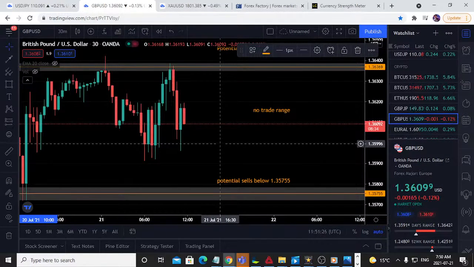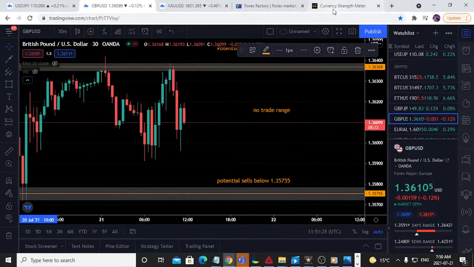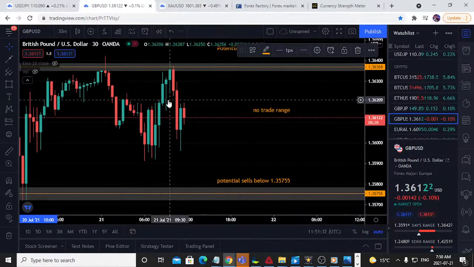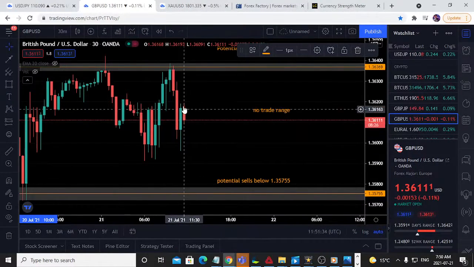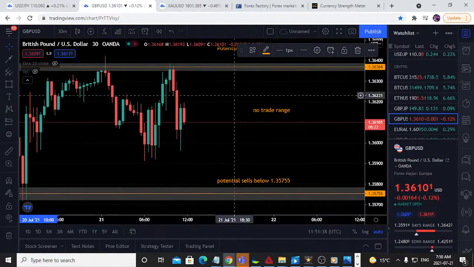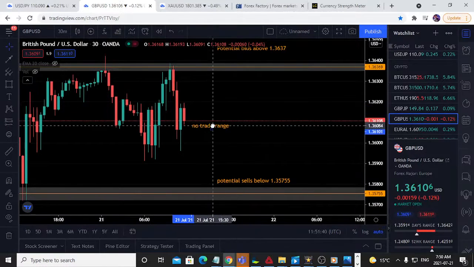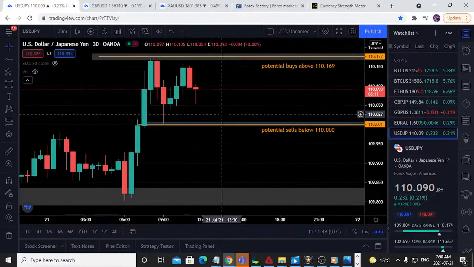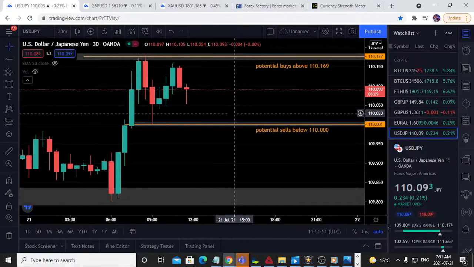With this, both the pound and the dollar are strong, so it's no telling what's going to happen. This is a terrible setup for me. This might be an amazing setup for somebody else, but it's a terrible setup for myself. This is a no trade range. I think for the rest of the day, I'm just going to be sitting idly.